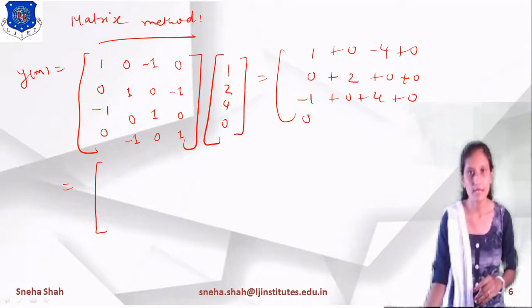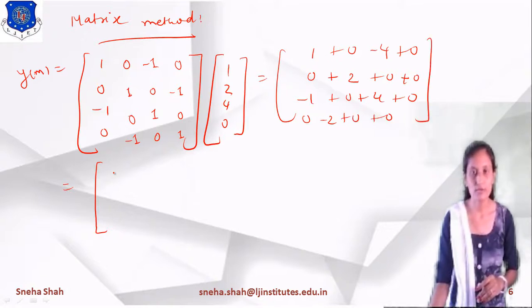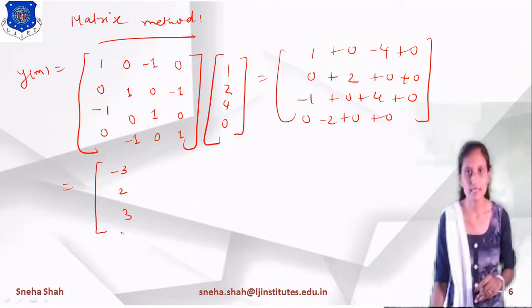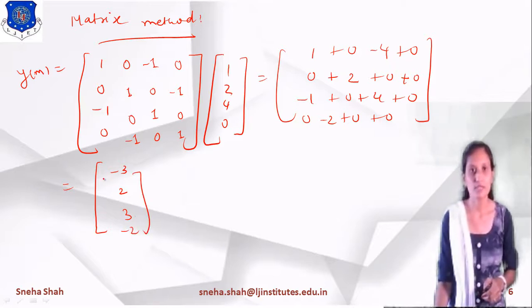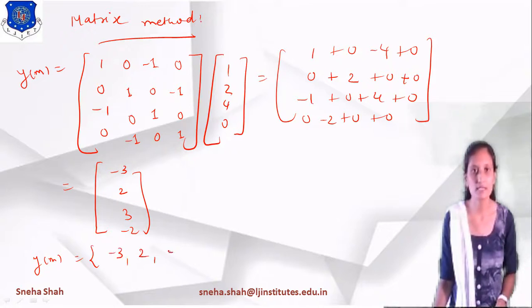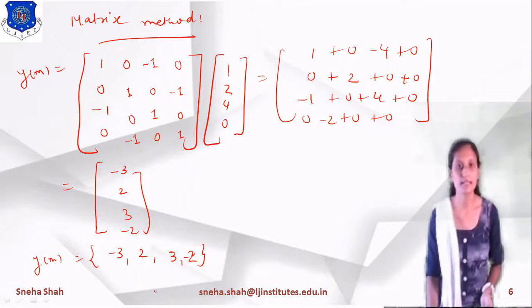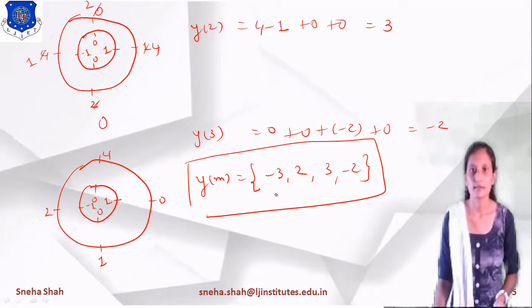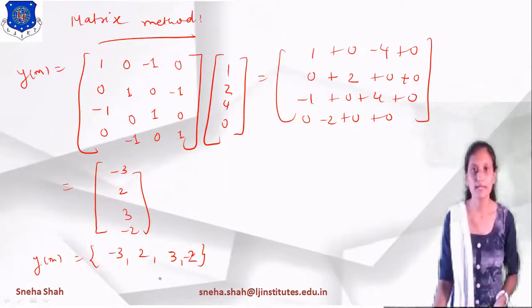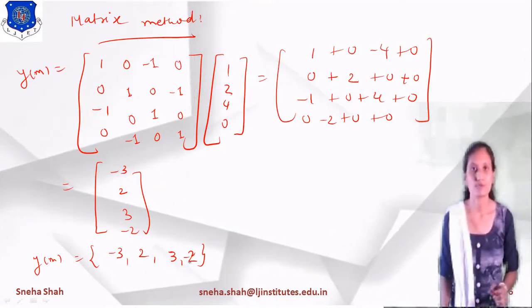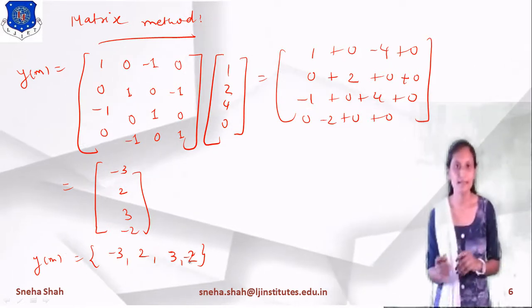This row into this column. So 0 minus 2 plus 0 plus 0. If I solve this, 1 minus 4 is minus 3, the next term is 2, minus 1 plus 4 means 3, and the last term is minus 2. So if I represent this in the form of a sequence, it will be minus 3, 2, 3 and minus 2. Right. So if I compare this answer with the above answer, it should be the same. You can see that minus 3, 2, 3, minus 2. So the answer remains the same by using another method.